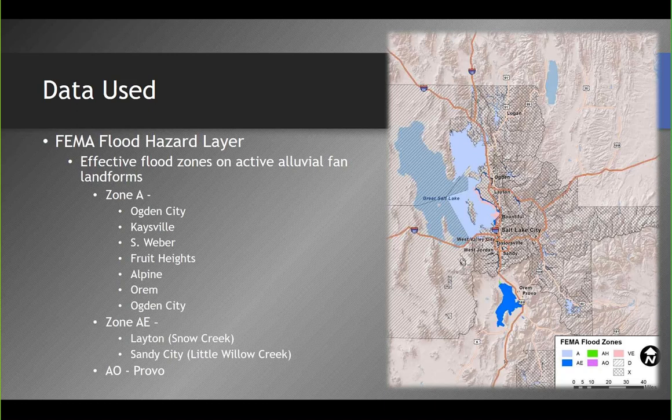We also found a few locations where we actually had Zone AE floodplains delineated in Layton and Sandy City, again coincident with our identified landforms. And then we did find one in Provo that was an AO zone, which Tracy mentioned before. So alluvial fan floodplains, when you see them on a FEMA FIRM panel, are designated as Zone AO, normally with a depth and a velocity component. So we did find an AO floodplain in Provo.